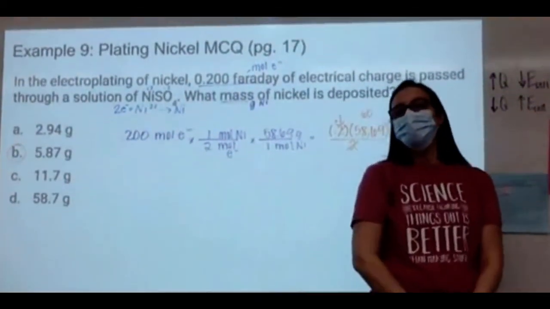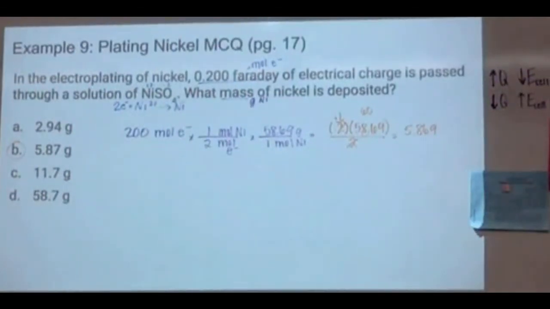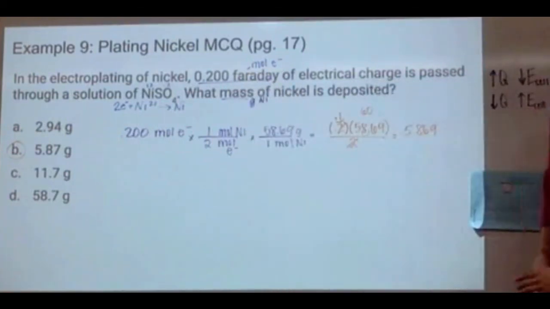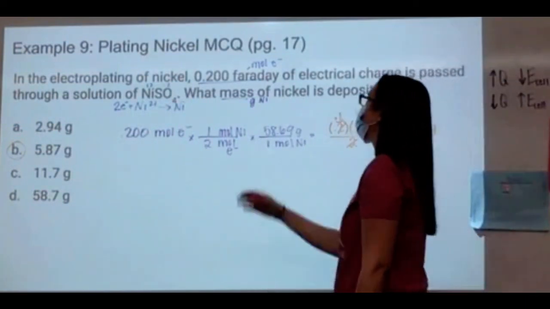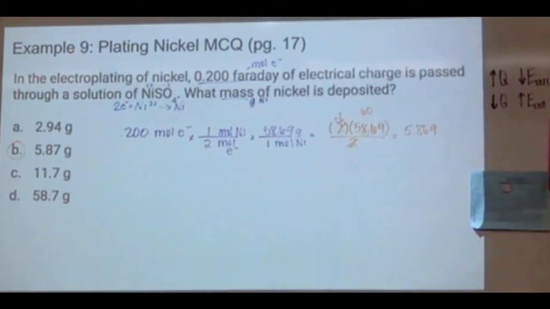Oh, okay. Yeah. Faraday's constant, that's the 96,485. But just the term Faraday, you can replace with moles of electrons if it gives you a number like that. So if instead of this it said you had 5 Faraday of charge, that's 5 moles of electrons of charge. Yep. Okay. Any other questions?